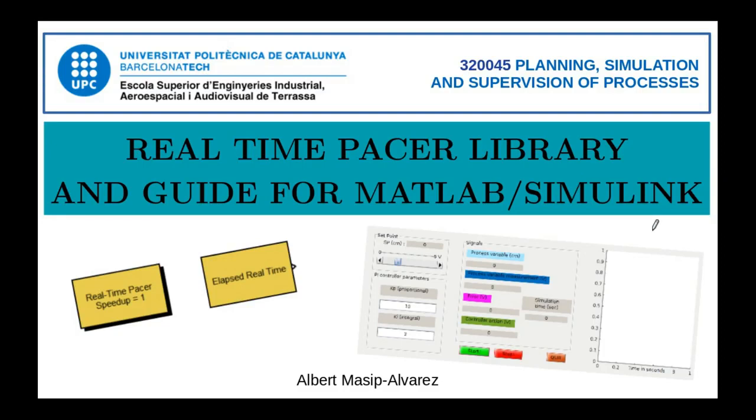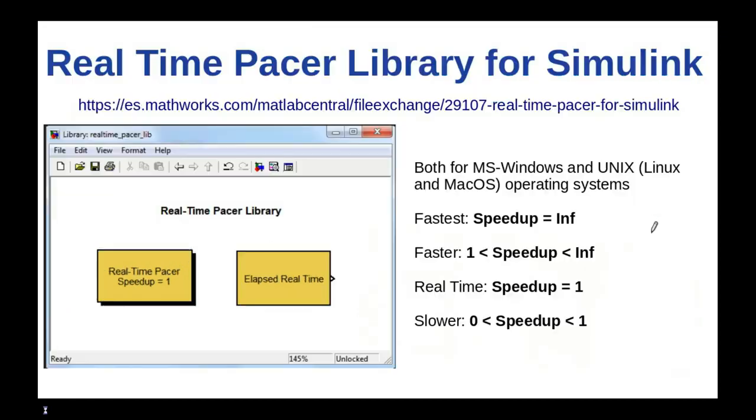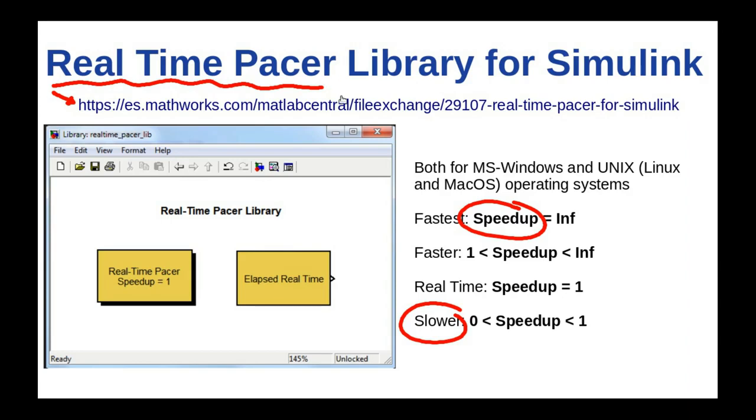The real-time pacer is a library for Simulink that is so useful in order to speed up a simulation or to slow down a simulation when necessary. It can be found at this URL. You can go to MathWorks and search for this name for the library. And it's useful both for Microsoft Windows and Unix systems. When I say Unix, I mean Linux or Mac OS operating systems.